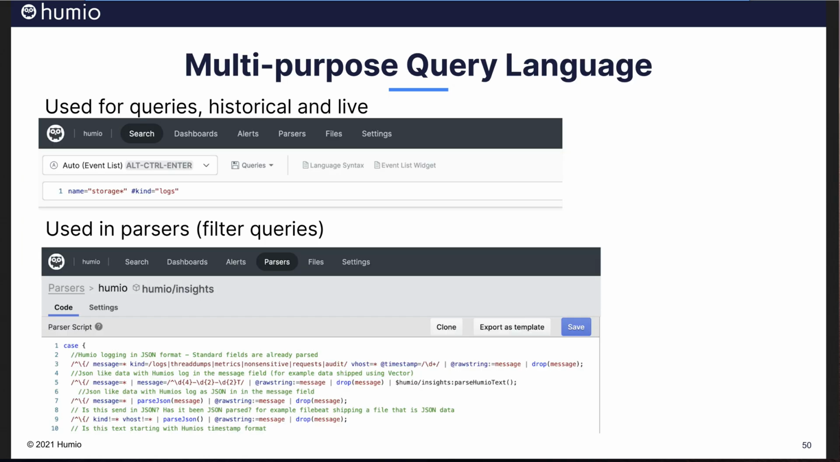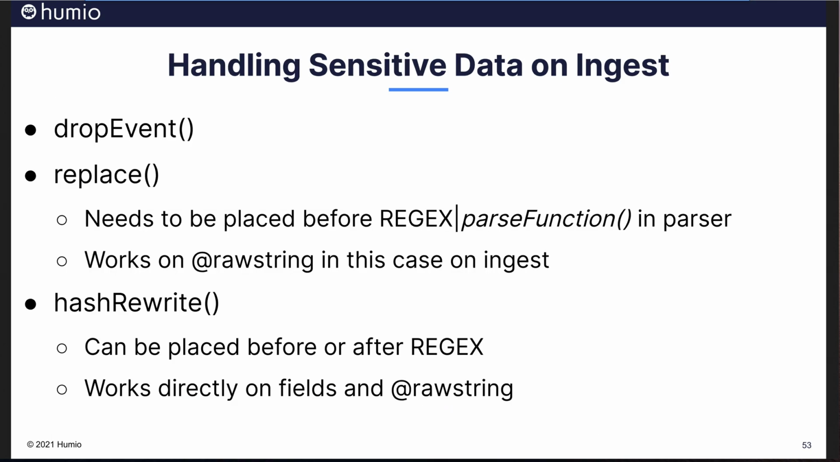The Humio query language is extremely powerful in that some of the same functions, namely filter functions, that you use to query data can also be used in parsers. This has some nice capabilities when it comes to working with data that is known to contain sensitive information.